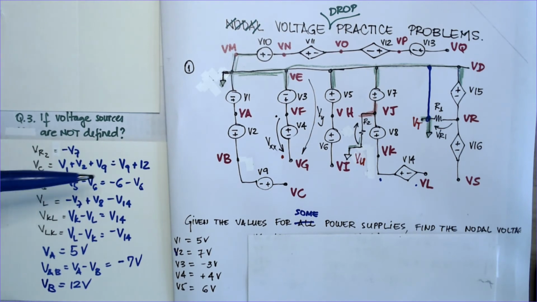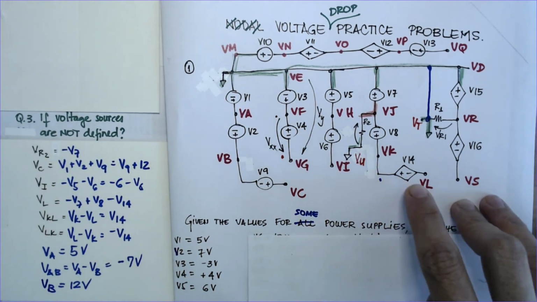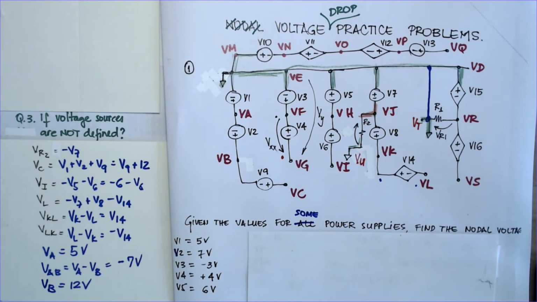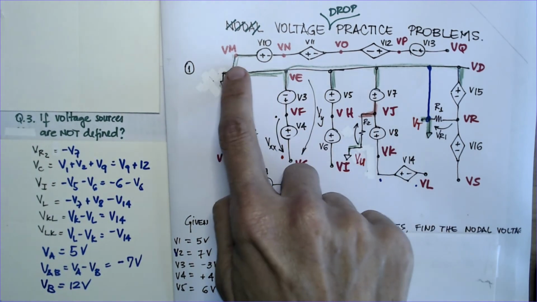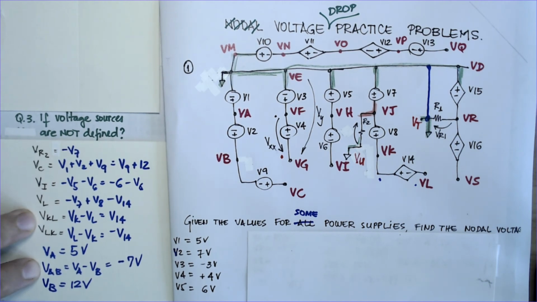When I have undefined power supplies, I can leave them indicated, so I don't really know what V14 is. Actually, I take that back. The problem doesn't give me the answer, so I can't do anything with it. A lot of these that are nodal voltages assume the ground here. If there was no ground, I would have to define ground to find a nodal voltage. But a lot of these don't need any ground. So VAB, VLK, VKL, these are all the same answer if you have ground or no ground.